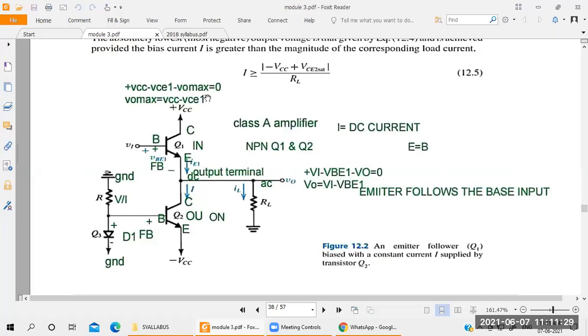There are two transistors here, Q1 and Q2. Q1 acts as a load here, and Q2 acts as a driver. Understood? Load means it's an output transistor. Driver means it's an input transistor. Q2 is the input transistor here. Understood? Q1 is what here? Output transistor.